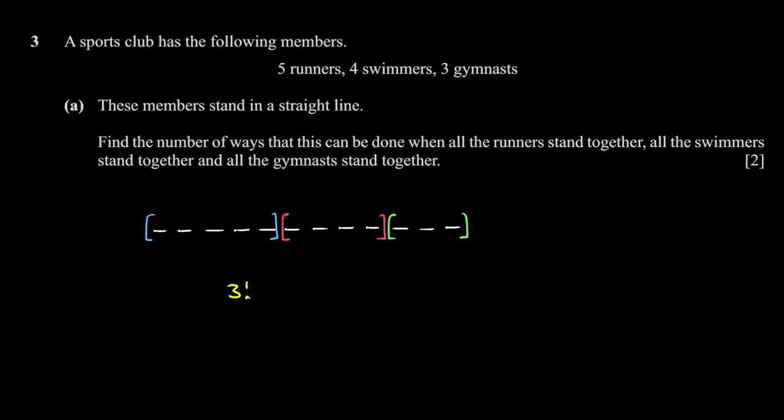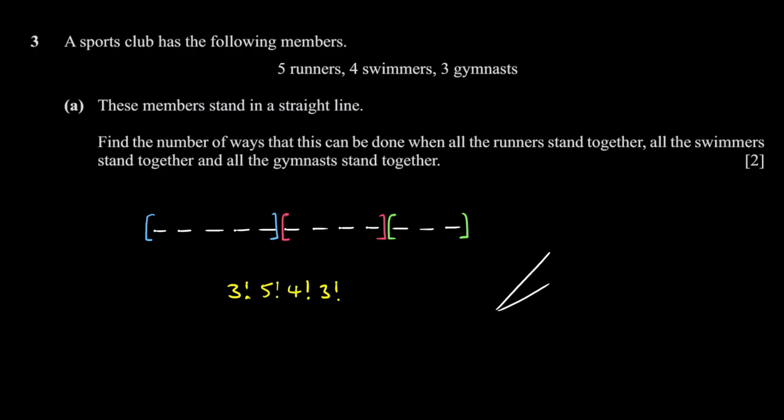And then we can look inside each group. Here's the group of runners. How many ways can we rearrange 5 runners? That would be 5 factorial. How many ways can we rearrange the 4 swimmers? That'd be 4 factorial. And the 3 gymnasts? That'd be 3 factorial. Notice that we're multiplying all of these together. Why is that? Because for each of the 3 factorial ways of arranging these big items, there are 5 factorial ways of arranging the runners, and also 4 factorial ways of arranging the swimmers and 3 factorial of the gymnasts.